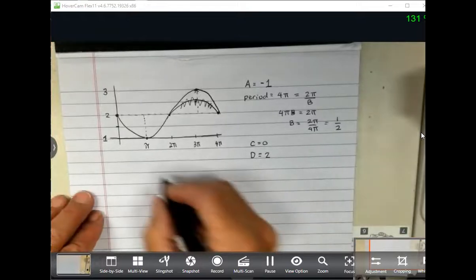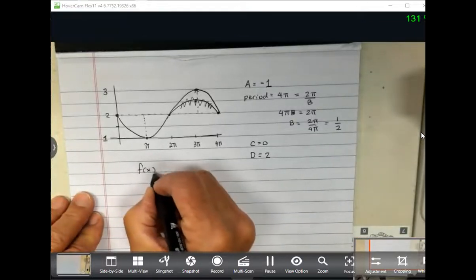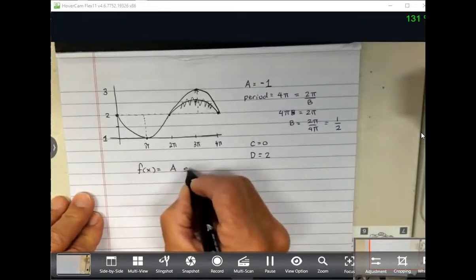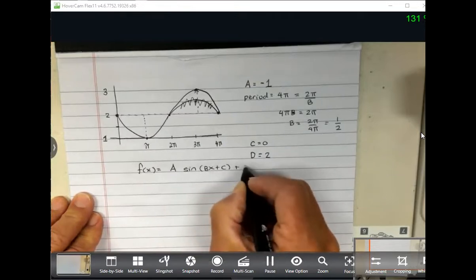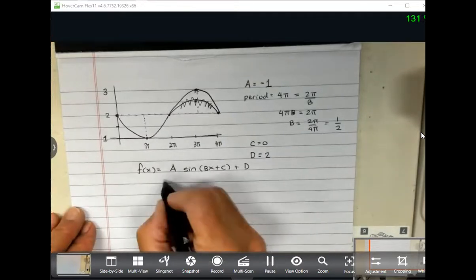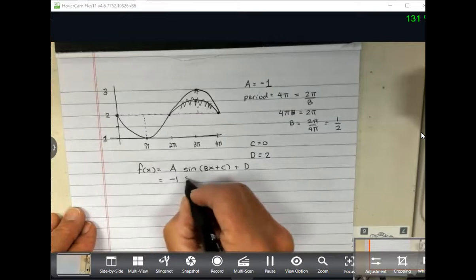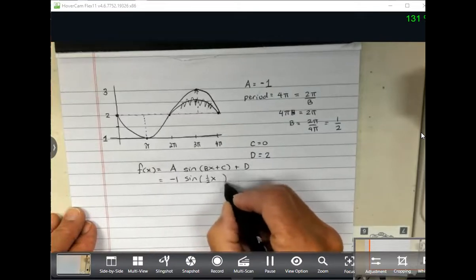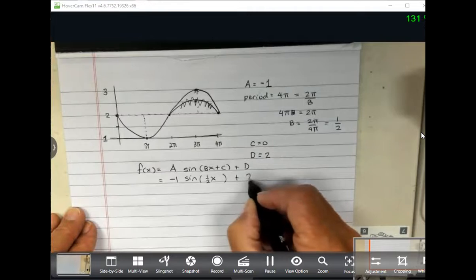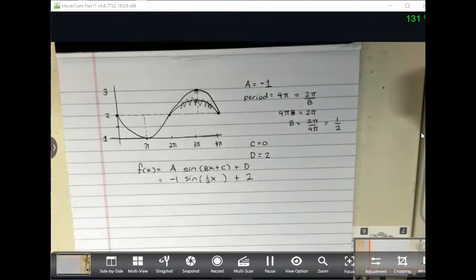So I said this was a sine curve of the form f of x is equal to a sine bx plus c plus d. A was -1. B is 1/2. C is 0. D is 2. So minus sine of 1/2 x plus 2 is what I was looking for there.